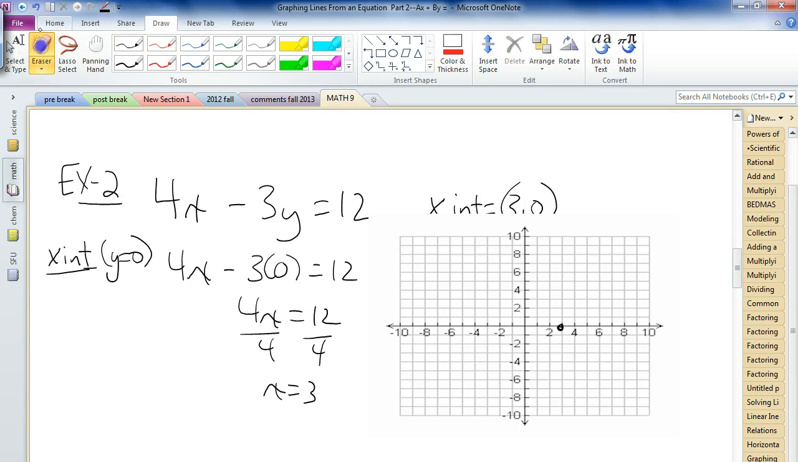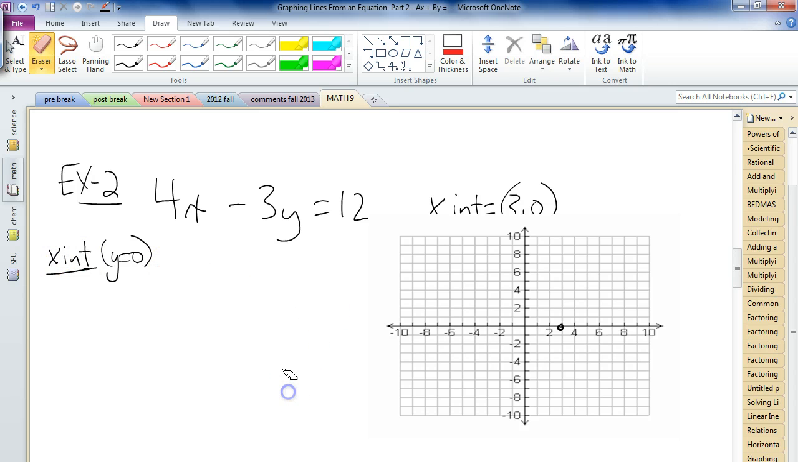Now we're going to do the y-intercept. So let's just get rid of all that. Do the same thing for the y-intercept. Some of you can probably do this in your head. You're thinking, I don't have to write all this stuff out. I already can do this in my head. Good for you. So the y-intercept is where x is equal to 0.